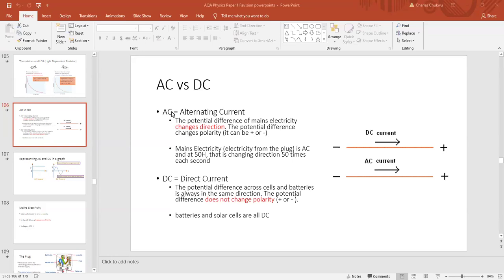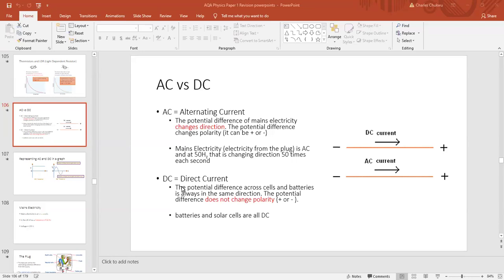And then what's next for alternating current is that it's usually used in the mains electricity. That's what you have from a plug. That's your electric current coming from the power station. Let me put it that way.